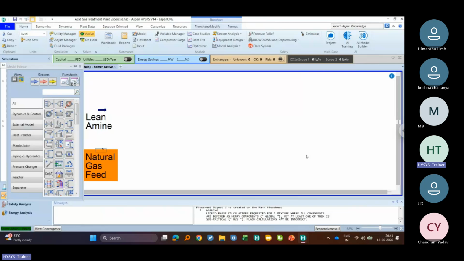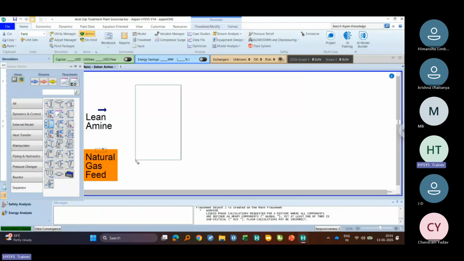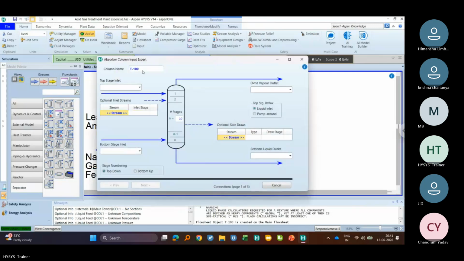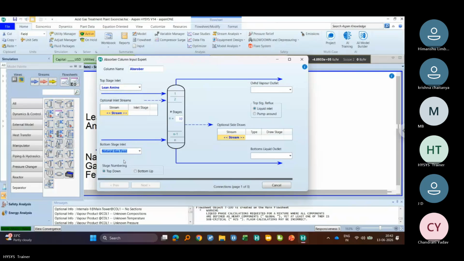After this, we will be adding an absorption column. We'll go to the separator section, take an absorber, and add it to our simulation area. Double click on this absorber. We'll rename it as absorber. The top stage inlet should be my liquid solvent, that is the lean amine stream, and the bottom stage inlet should be my natural gas. The number of stages is 20.